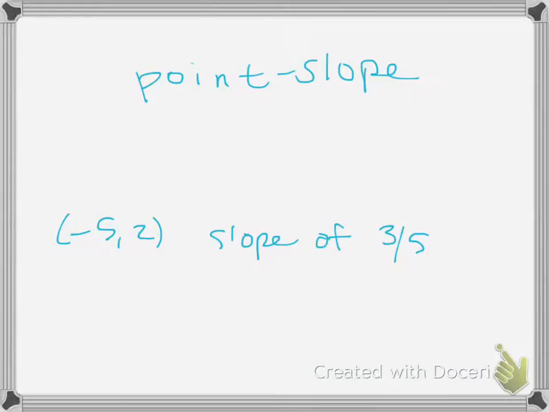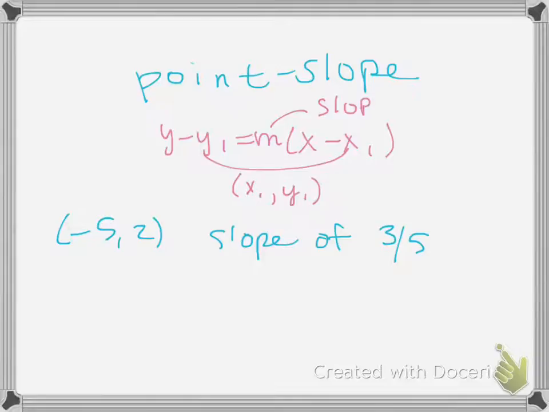Okay, point slope equation is y minus y1 equals m times x minus x1, where the points you'll be plugging in are x1, y1, and you'll also be plugging in your slope. So if I give you the slope and the point, you're going to plug it in, so I'm going to get y minus my y1, so my 2, equals my slope, and then x minus my x1, so -5.